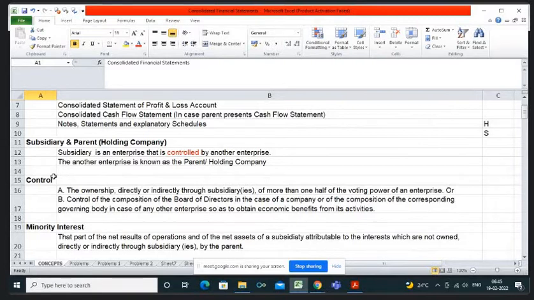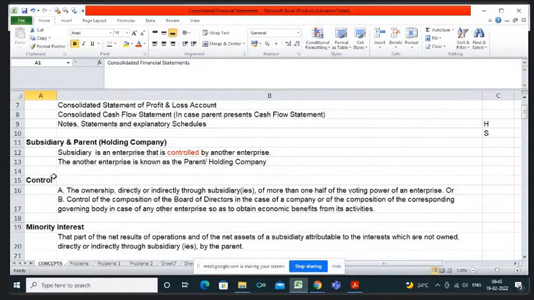Then we have seen fully owned subsidiary and partially owned subsidiary. Fully owned subsidiary means entire 100% share of the subsidiary company will be held by the holding company. There are no outside shareholders. So in these cases, 100% of the profits belong to the holding company. Entire assets and liabilities belong to the holding company.